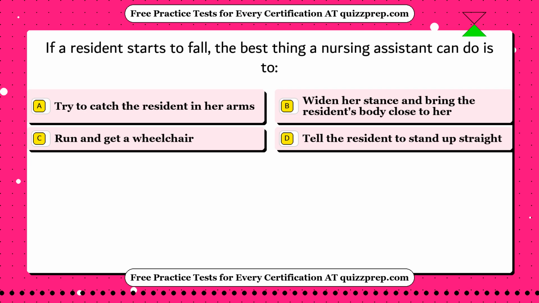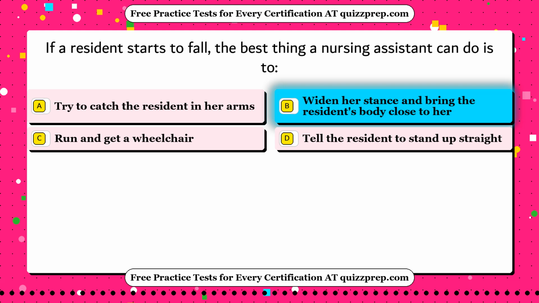Question 69. If a resident starts to fall, the best thing a nursing assistant can do is to: Option A, try to catch the resident in her arms. Option B, widen her stance and bring the resident's body close to her. Option C, run and get a wheelchair. Option D, tell the resident to stand up straight.